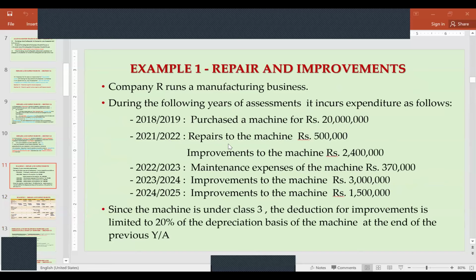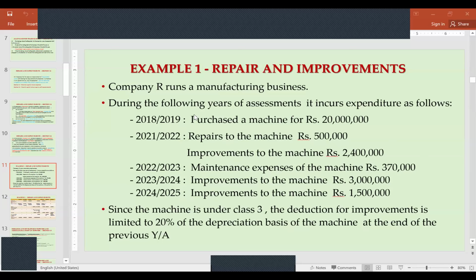So prior to 2021, repair expenditure was also restricted, but I have given you the example similar to your year of assessment, similar to your period, because now we are calculating for the year of assessment 2025-26. So the applicable provision now is that without restricting any amount, repair expenditure can be deducted. If it is only an improvement, we have to restrict some expenditure.